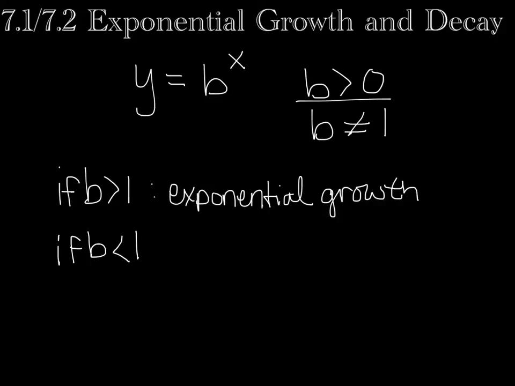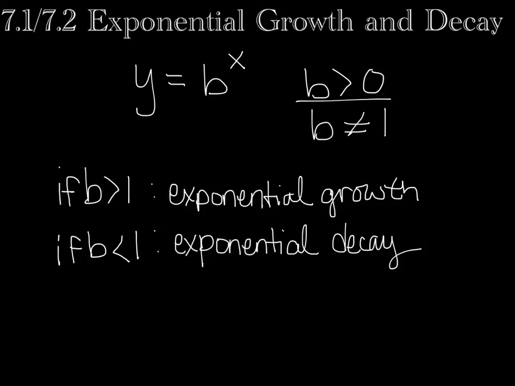so between 0 and 1, otherwise known as a fraction or a decimal, if b is between 0 and 1, you have exponential decay. So if I took 1/2 and raised it to the x power or anything else like that, then it would be coming down, it would be decaying. So let me show you what a growth function and a decay function look like.